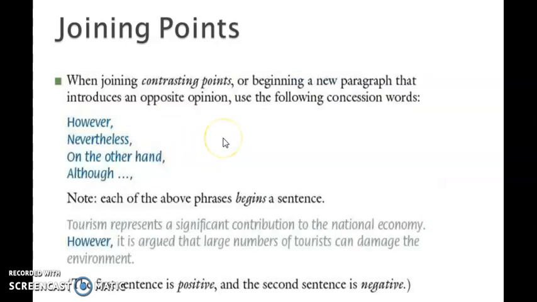Next, to show a contrast, we use joining points like however, nevertheless, on the other hand, although. If you look at the example, tourism represents a significant contribution to the national economy. However, it's argued that a large number of tourists can damage the environment. Here there is a contrast.